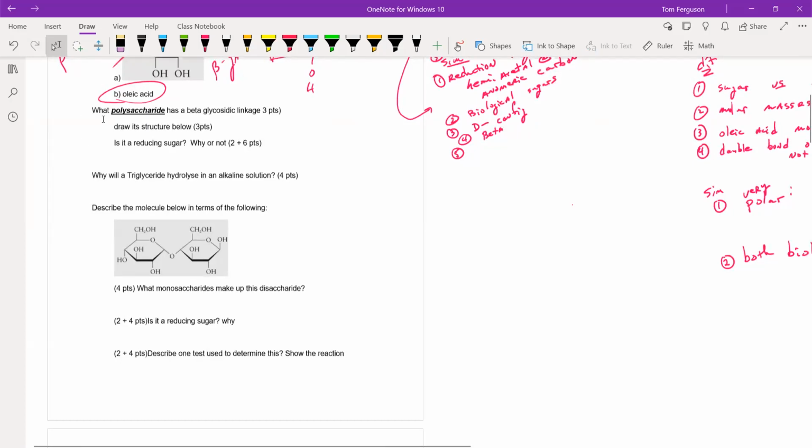Okay, what polysaccharide has a beta glycosidic linkage? We talked about a number of them. Which is the only one that had a beta glycosidic linkage? That is cellulose. It is classically not considered a reducing sugar, but there is a catch. What would the catch be if I said this is not a reducing sugar? And this is a tricky question. Anyone have any idea what I'm talking about?